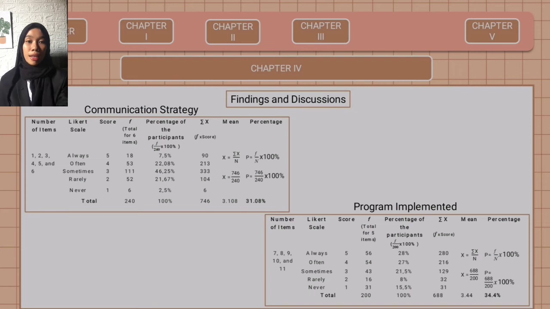Analysis of respondents' answers regarding the program implemented. From the table above, it is known that 28% of respondents said always, 27% said often, 21.5% said sometimes, 8% said rarely, and 15.5% said never. Thus, the result of the average calculation using the mean formula is 3.44. The result of the percentage calculation using the formula is 34.4%. The number is in the range of the scale of 33.34% until 66.66%. So this number is moderate, which means that the program implemented has enough influence to improve students' ability in speaking.